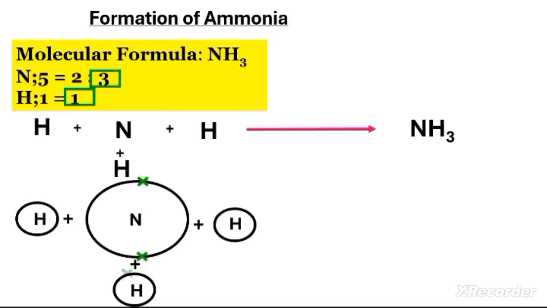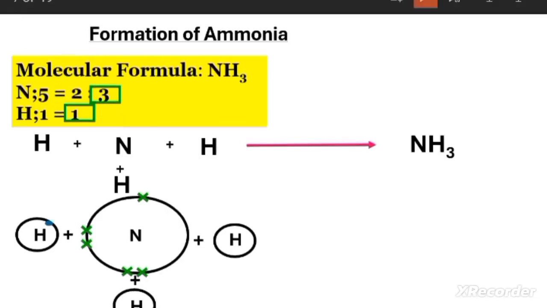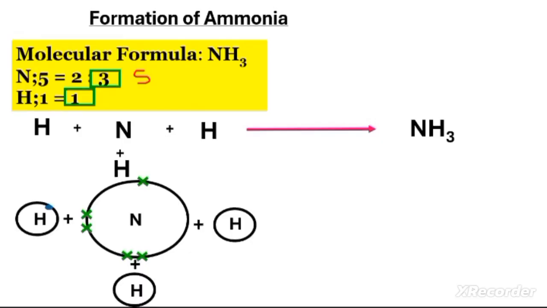Nitrogen has 5 electrons in the outermost shell. Sorry, I made a mistake here. The atomic number of nitrogen is 7. So after coming up with the electronic configuration, we are going to have 5 here, not 3. So nitrogen has 5 electrons in the outermost shell. Hydrogen has 1 electron in the outermost shell, and even this one has 1 electron in the outermost shell.